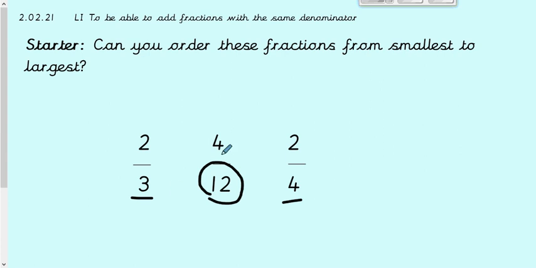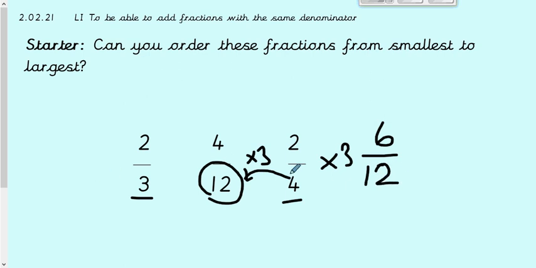We're going to keep this one the same, but for this one, remember I said to get from 4 to 12, you times it by 3. So therefore times the numerator and denominator by 3. So 2 times 3 is 6, and 4 times 3 is 12. So the equivalent is 6/12.